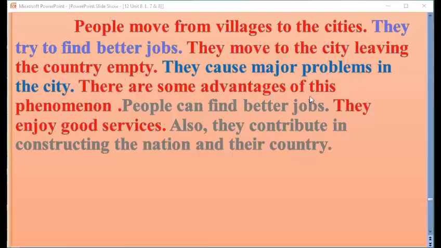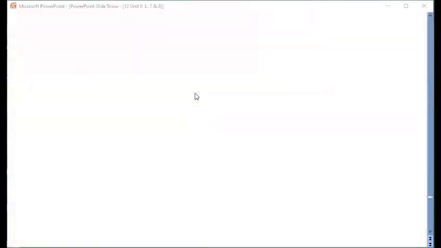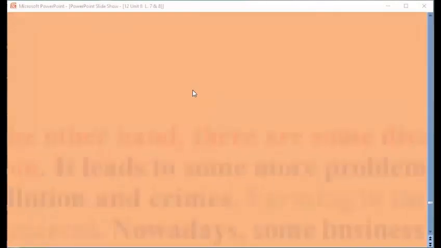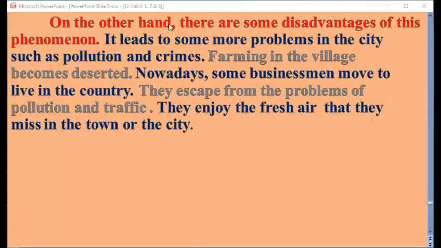There are some advantages of this phenomenon. People can find better jobs. They can enjoy good services. Also, they contribute in constructing the nation and their country. Have a look at this part. Also, we have another paragraph here, on the other hand, and you have to write about the disadvantages.